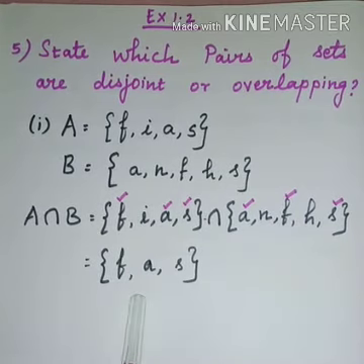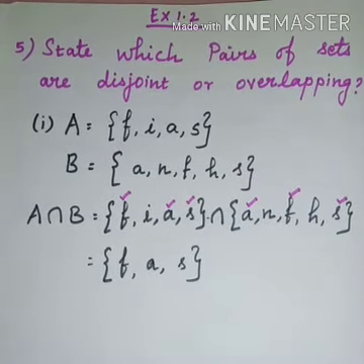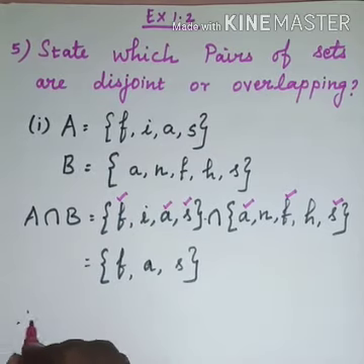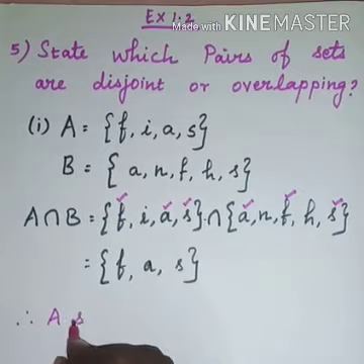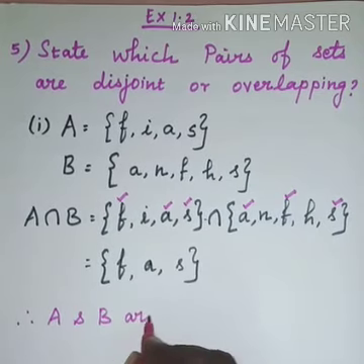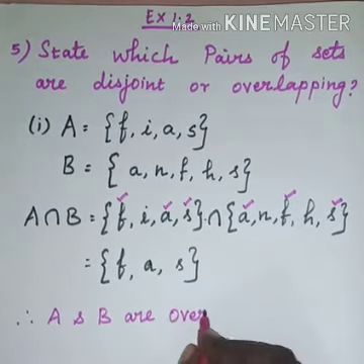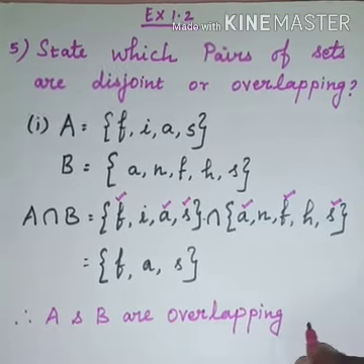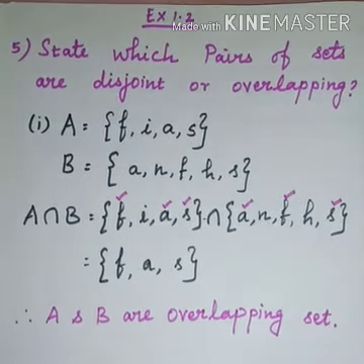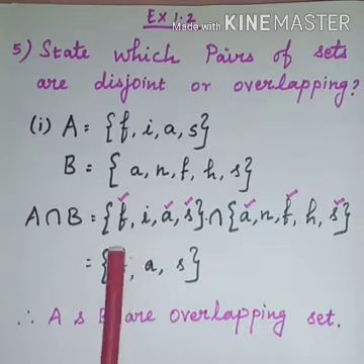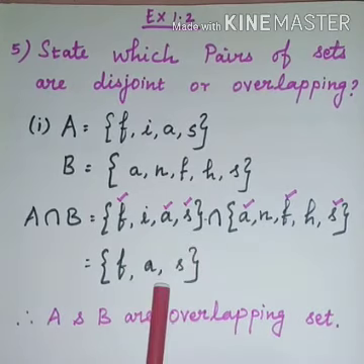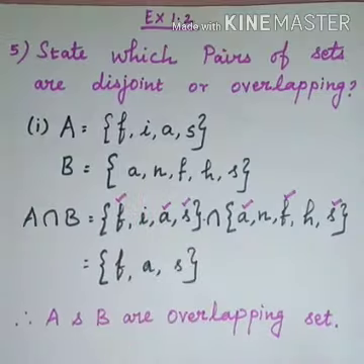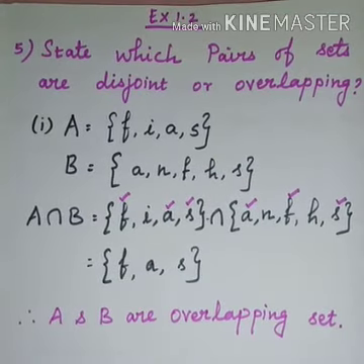So what kind of sets are these? A and B are overlapping sets. Therefore A and B are overlapping sets. If we have no elements in A intersection B, then we can say A and B are disjoint sets. Okay.